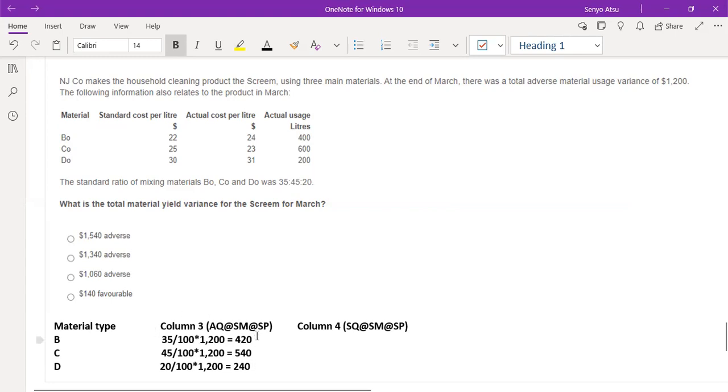Now value this at the standard prices of 22 per liter, 25 per liter, and 30 per liter. I'm beginning to suspect there's something that is wasting time here. You're going to waste time there. Column 4, the standard quantity at the standard mix.